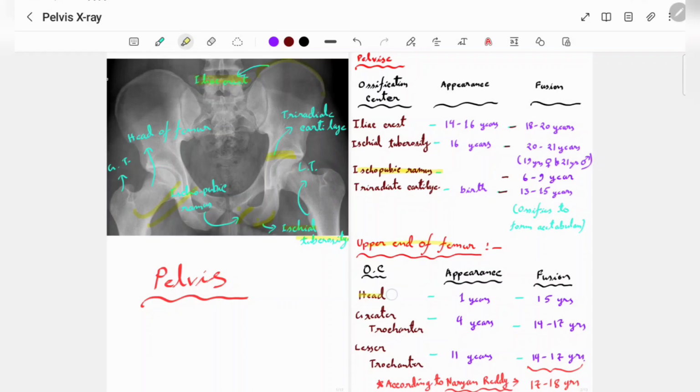The first is the head. It is the head of the femur. Then the greater trochanter. It is the greater trochanter. And then the lesser trochanter. It is the lesser trochanter.